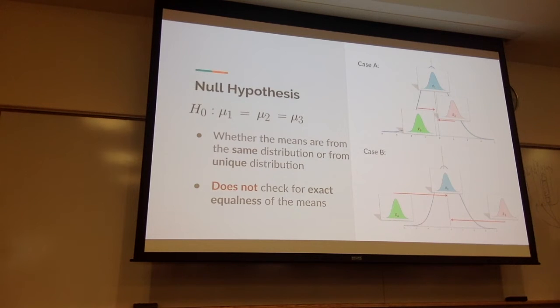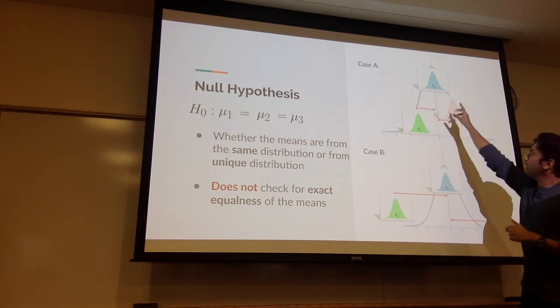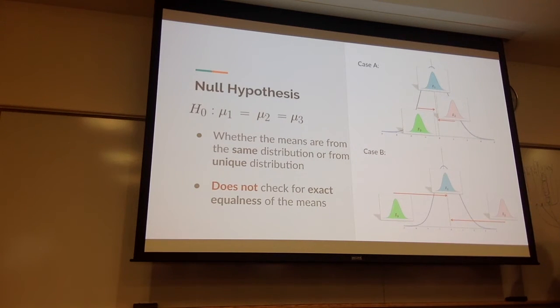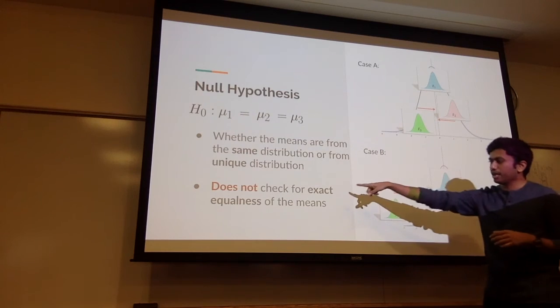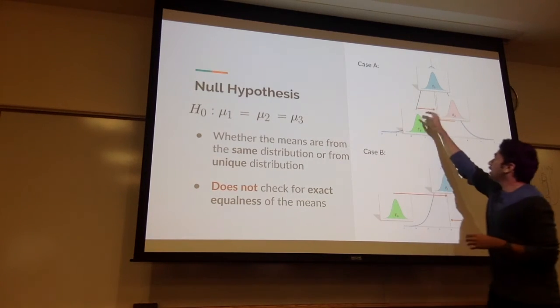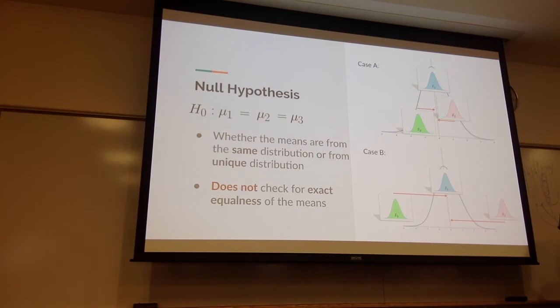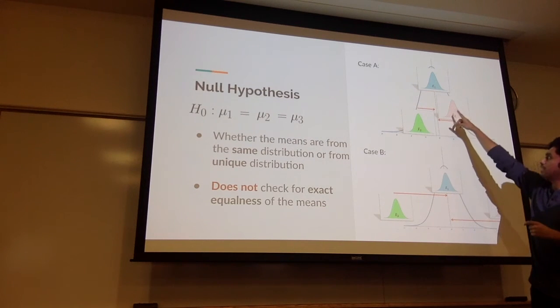Now, coming to the null hypothesis in Anova, what does it suggest? It suggests that the means x1, x2 and x3 are the same. That doesn't mean the exact value, like it is not 20, 20, 20. What it means is all of them are lying in the same distribution. That is the null hypothesis. So that is case A.